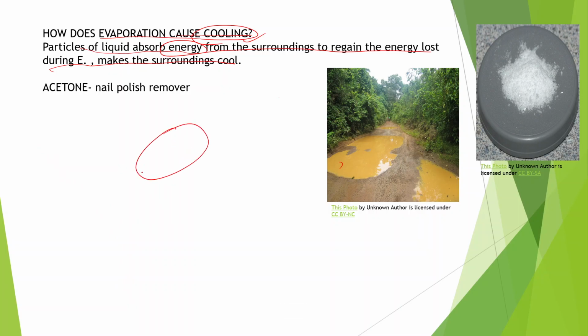So if you take some amount of acetone in your hand, it will convert into vapor form, and we will observe some coolness in our palm. This shows that evaporation causes coolness, because it is occurring below its boiling point. Okay, if you know, you can move to the next slide.